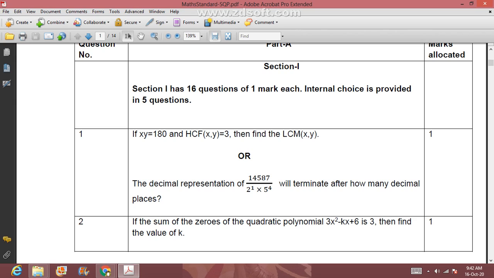If xy is equal to 180 and HCF of x and y is equal to 3. So the product of two numbers is given as 180, that is xy, and the HCF, the highest common factor, is given as 3. Then you have to find the LCM. Very easy. x into y is equal to HCF into LCM. By that formula you can find the LCM. So you have to solve that, then you will get the 1 mark.